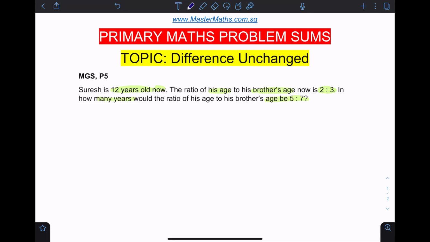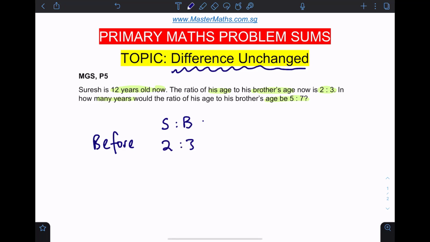Now the key thing to understand is that the age difference always remains the same. Okay, so how to do it? We can come up with a before ratio for Suresh to his brother. So that is 2:3. And since the difference must be the same, what we do is we'll put a different section here. 3 minus 2, the difference is 1 unit.